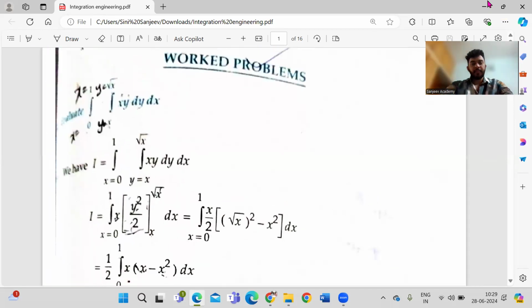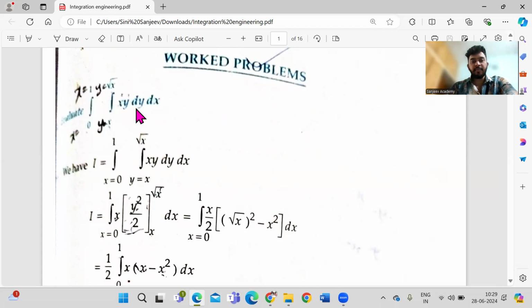So this is the first question. A double integral is there, 0 to 1 and x to root x. Whenever there is x to root x, put here as y. Y is equal to x and y is root x, and x is equal to 0 to 1. And this is basically xy dy dx. So the first step is to assign these variables y and x to both the integrals.